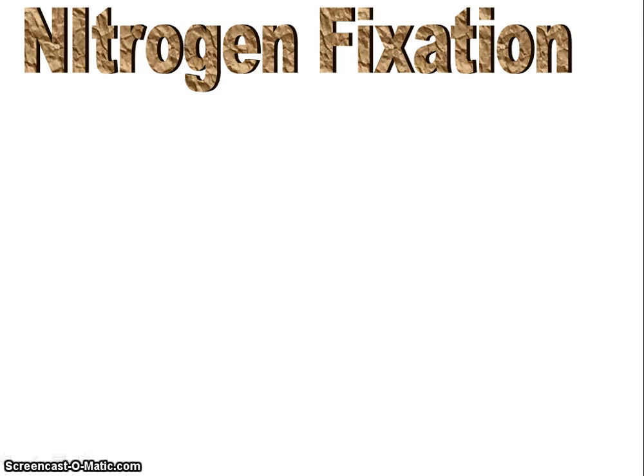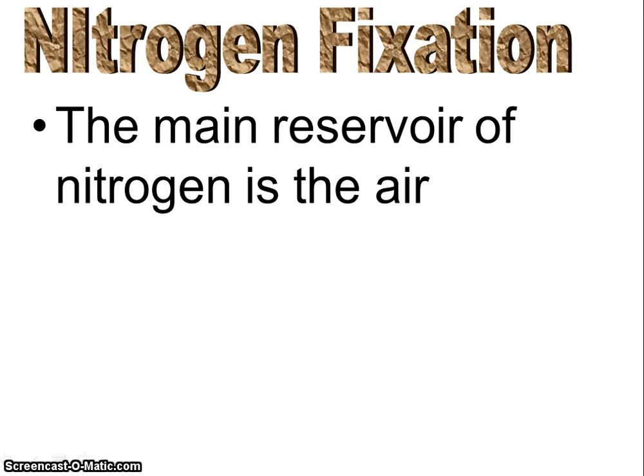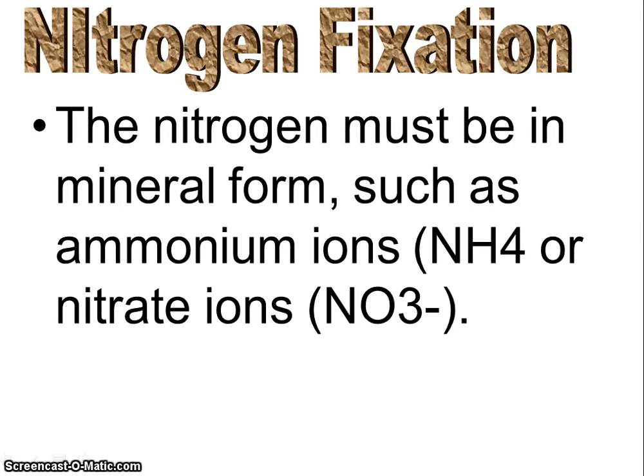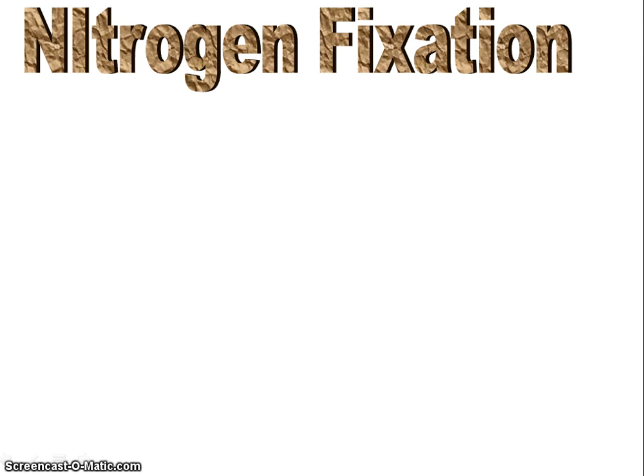Our next cycle is called the nitrogen cycle. First, we need to talk about nitrogen fixation. It's very unique because the main reservoir for nitrogen is in the air. It's about 79% nitrogen gas, and that originally came from lightning strikes and meteor impacts. However, plants cannot utilize this nitrogen gas directly from the air. It has to be transferred into a mineral form like ammonium or nitrate. So it has to be fixed in order to be used.